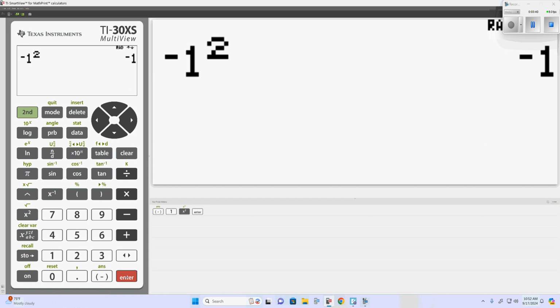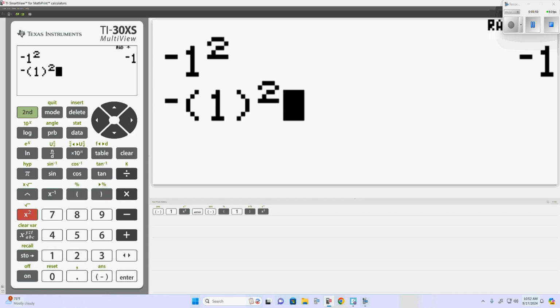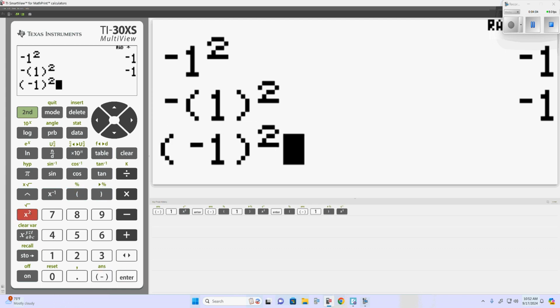Because the calculator does not see that as negative 1 squared. It sees that negative and the 1 as not connected. What it's really thinking you're asking is negative, parentheses 1 squared. It's squaring the 1 and then attaching the negative to it. It sees it as two separate terms. So for us to actually have this, we need that negative inside parentheses, so it knows the negative and 1 are together. We're multiplying negative 1 times itself, not 1 times itself and applying a negative to it.